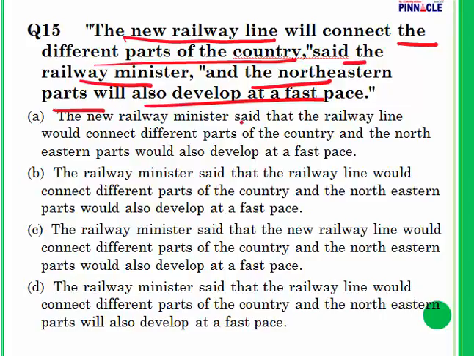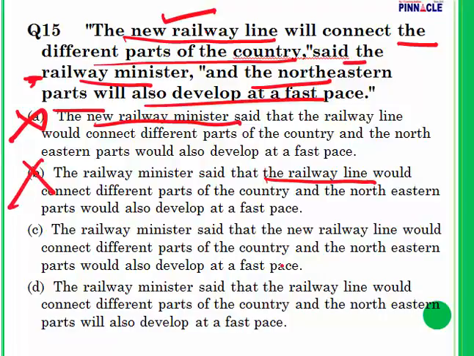Option A: the new railway minister said that the railway line would connect. Here we are talking about a new railway minister, but in the given sentence we have a new railway line. We don't have a new railway minister, so part A gets eliminated. The meaning also has to be the same when it is conveyed with the changed tense. B: the railway minister said that the railway line. In part B, the word new railway line is missing. So part B also gets eliminated.